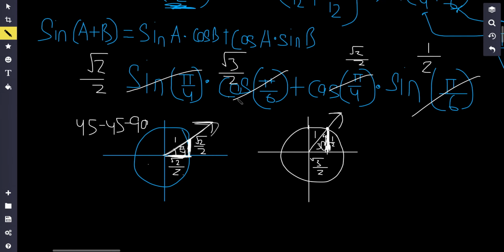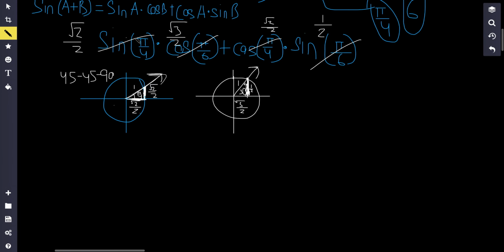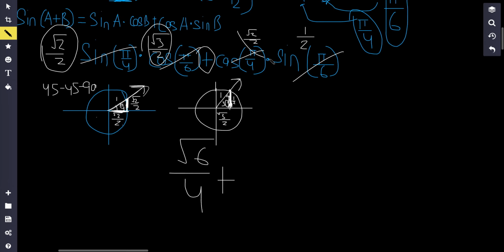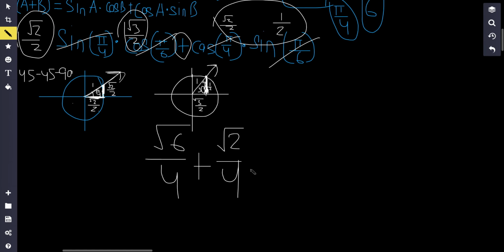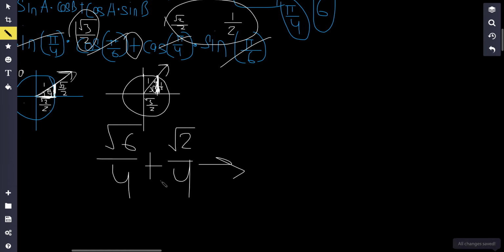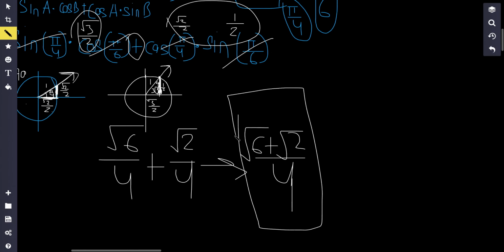All right, now let's simplify things. Root 2 over 2 times root 3 over 2 is just going to be root 6 over 4. And this is going to be plus, can't forget the plus, these two things multiplied together, which is just going to be root 2 over 4. Simplifying this, because we have a common denominator, we get root 6 plus root 2 over 4. And that's going to be our fully simplified answer.